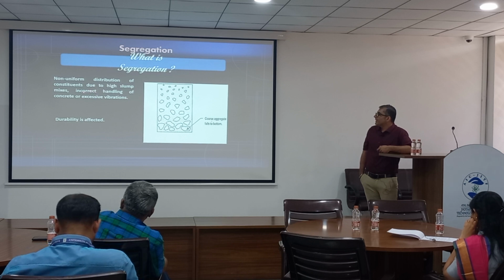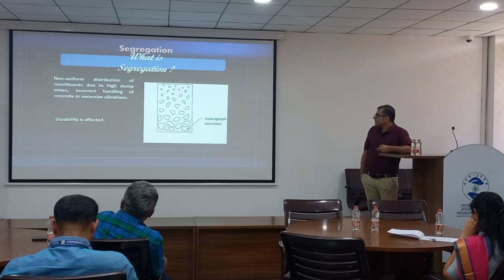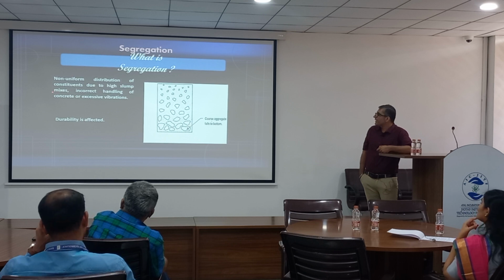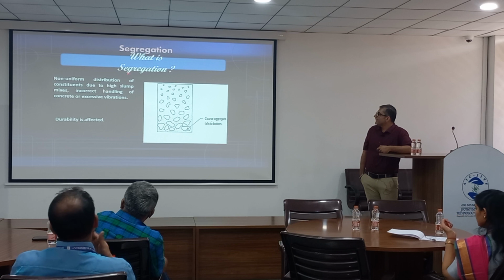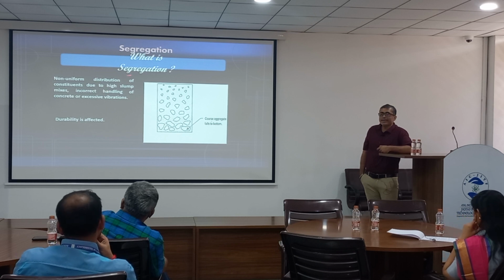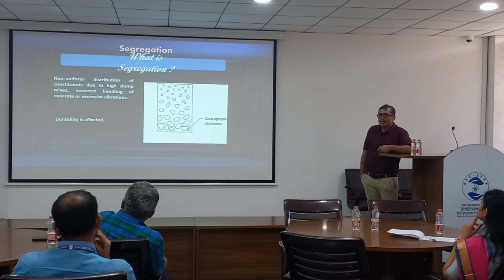So incorrect handling of concrete, right? Placing or pouring the concrete from a very large height can also lead to segregation, right? You have to take precautions over here. If you do not take care, then this can lead to segregation, and segregation and durability are directly linked, okay? So when the concrete undergoes segregation, its durability will come down, okay?